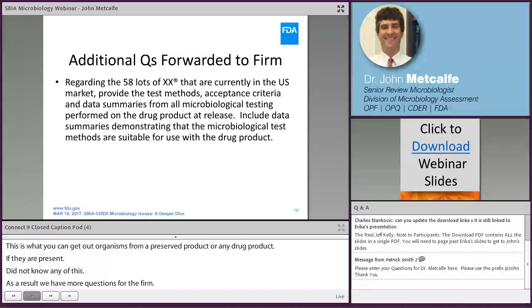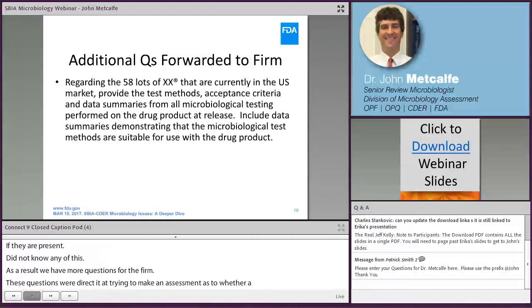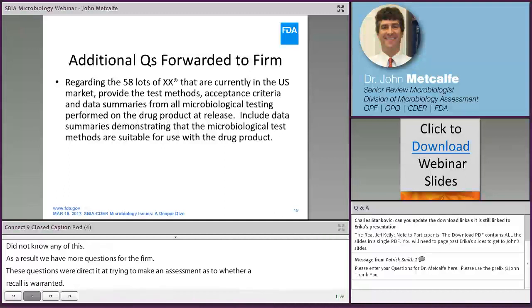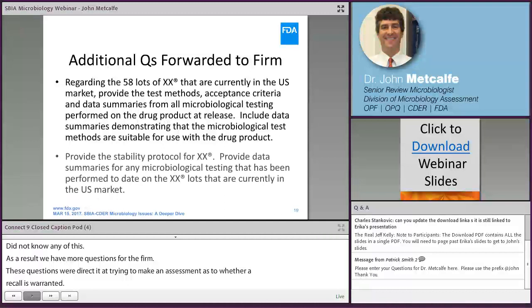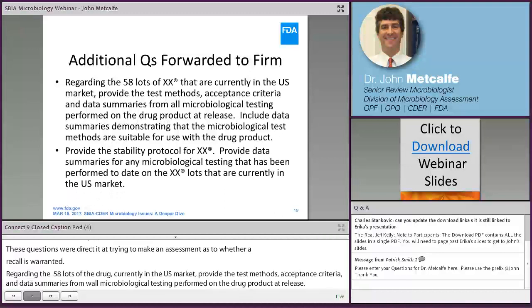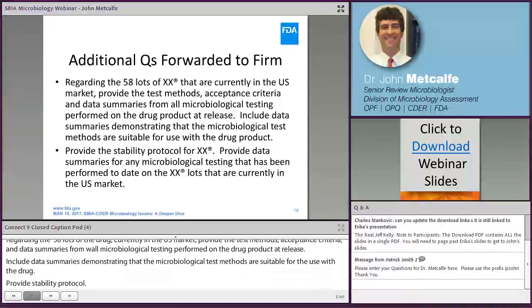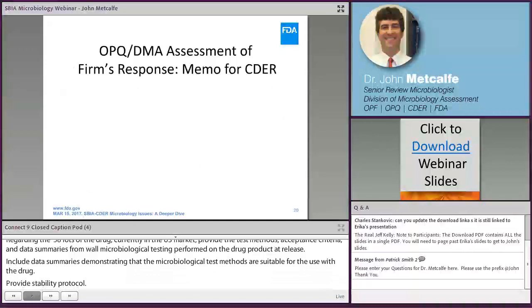Regarding the 58 lots of the drug currently in the U.S. market, provide us the test methods, the acceptance criteria, data summaries from all micro-testing performed on the drug product at release. Include data summaries demonstrating that the micro-test methods are suitable for use with the drug. Provide the stability protocol. Provide data summaries from micro-testing to date on product in the U.S. market.